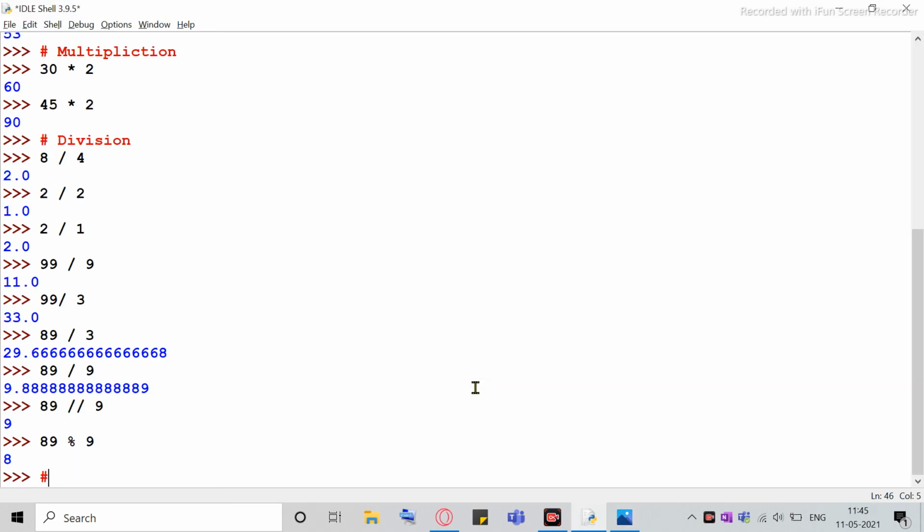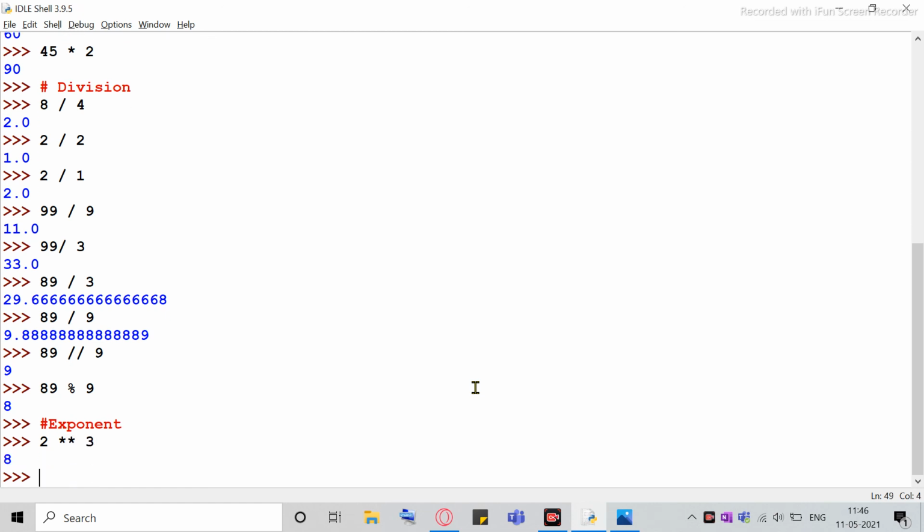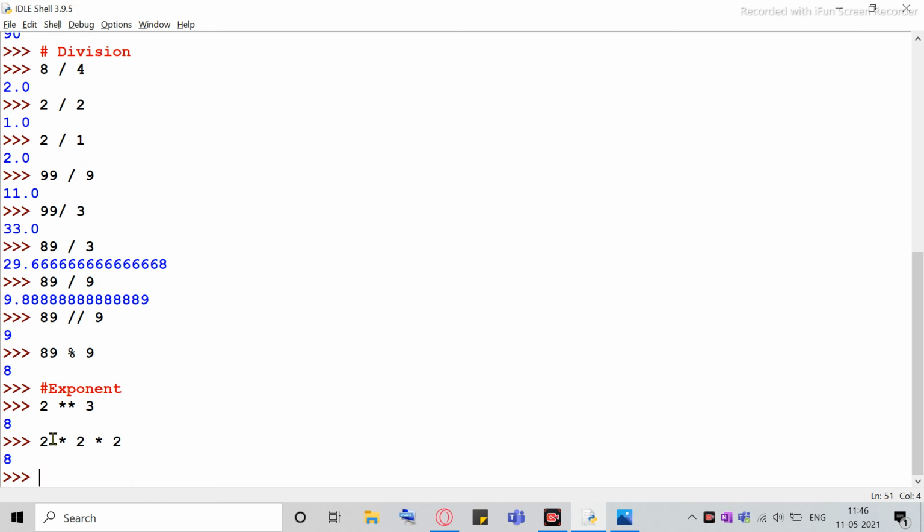So for exponents, we can go for 2 to the power of 3. So we get 8. 2 into 2 is 4, and 4 into 2 is 8. It is nothing but 2 into 2 into 2. So 2 to the power 3 is nothing but 2 multiplied by itself 3 times. So this is the exponential form.